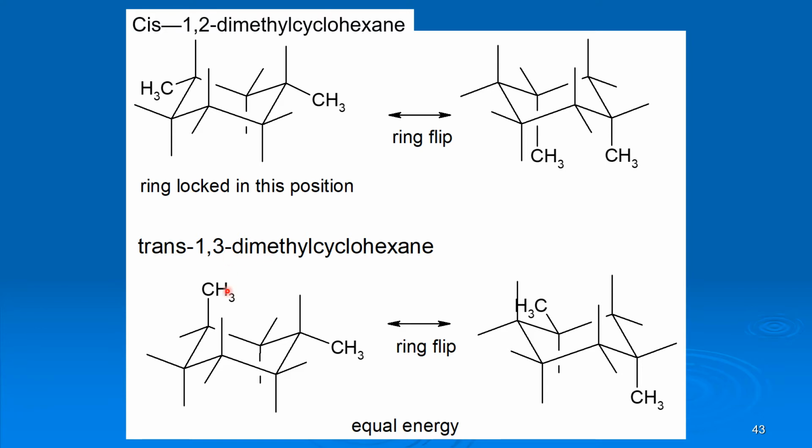But the trans 1,3, because they're on opposite sides, one on the top, one on the bottom, when they ring flip, we're going to have one axial, one equatorial. Even though this is top and this is bottom, this is still top and this is still bottom, but now this one's axial and that's equatorial. So they're equal energy no matter which way they flip. So it depends on if they're 1,2 substituted or 1,3 substituted, and then it also depends on if they're cis or trans. So you're going to have to look at each situation individually.